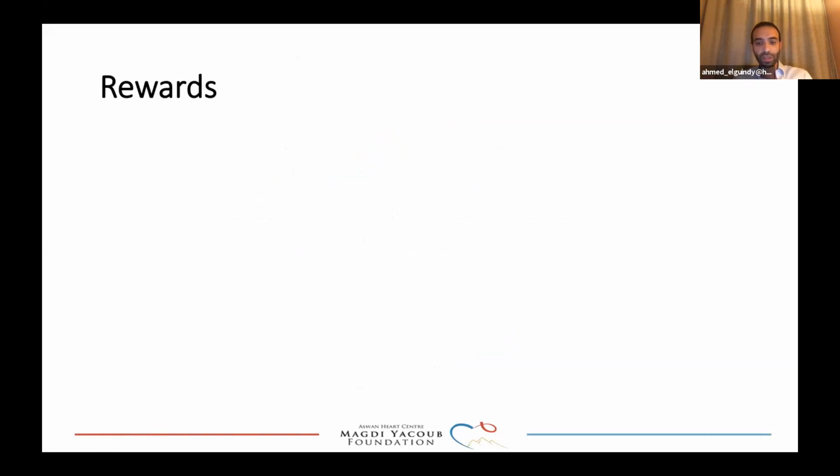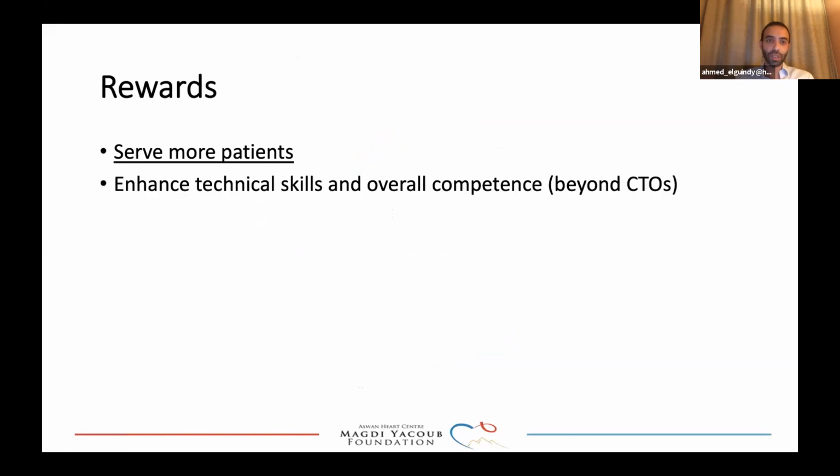So what exactly are the rewards after going through all of this? Is the ability to serve more deserving patients. One added benefit is the skill set one learns with CTO PCI is able to enhance your overall technical skills and overall competence way beyond CTO. So you will tackle bifurcations, you will encounter calcified lesions, extremely tortuous vessels, patients who need mechanical circulatory support. So the skill set that you acquire during this journey, I think pays off in other anatomies way beyond CTOs.